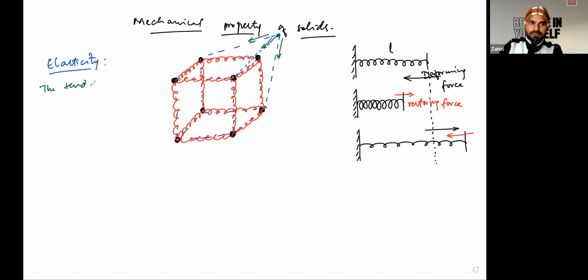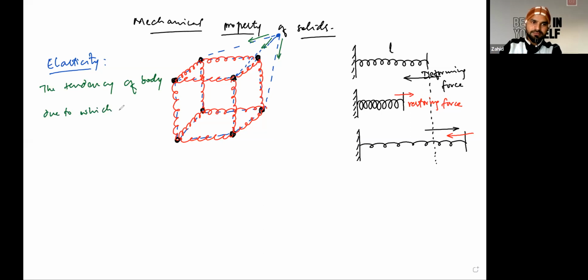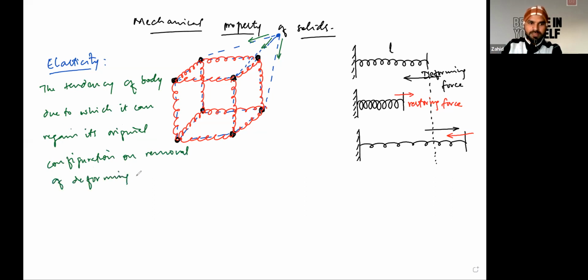So we first define what we mean by elasticity. It is the tendency of a body due to which it can regain its original state or original configuration on removal of the deforming force.